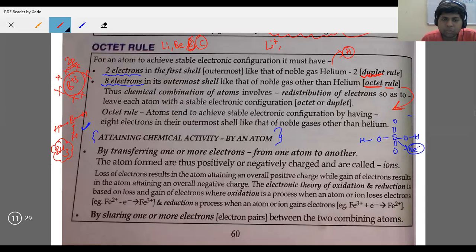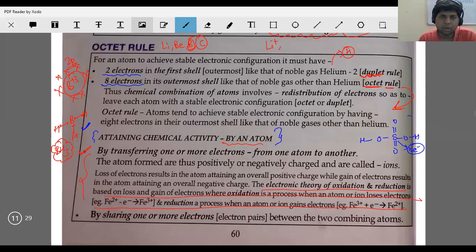So there are two ways by which an atom tries to attain an octet. One is by transferring electrons, that is forming a cation or anion. Already we have studied this, right? Electronic theory of oxidation and reduction is based on the loss and gain of electrons. You remember we had a long discussion one day on redox reactions. The same things are happening here.